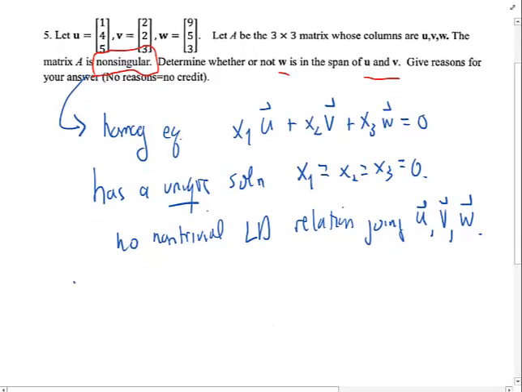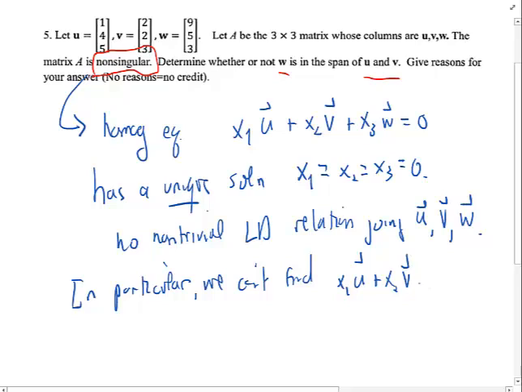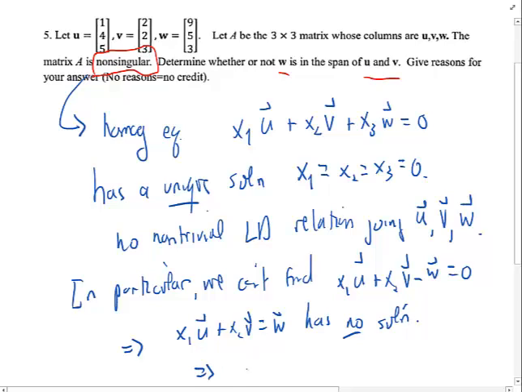Now, in particular, that means we can't find x1u plus x2v minus w equal to 0, which means that x1u plus x2v equals w has no solution. So that means that w is not in the span of u and v.